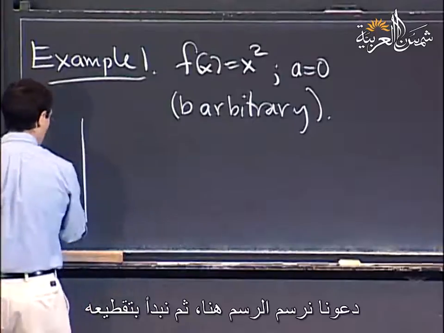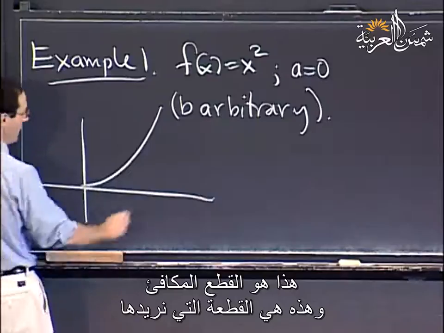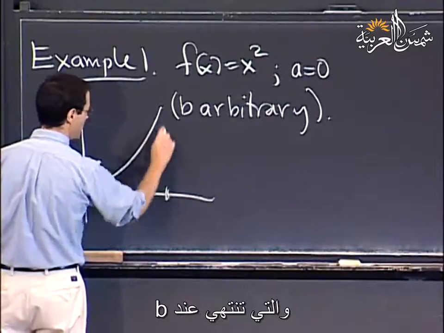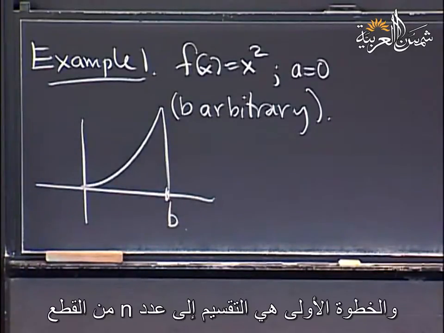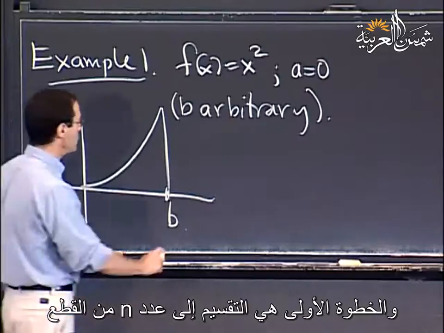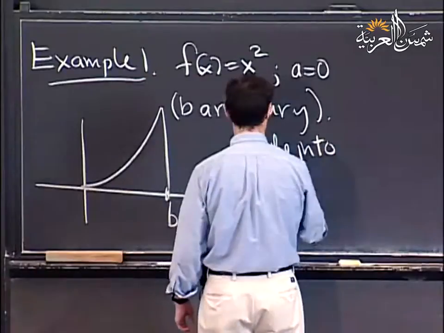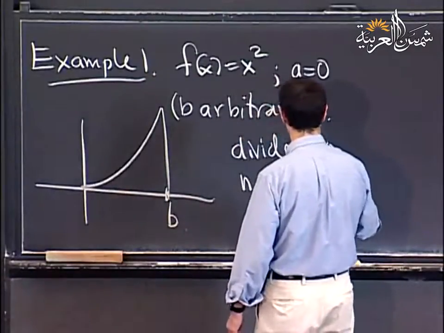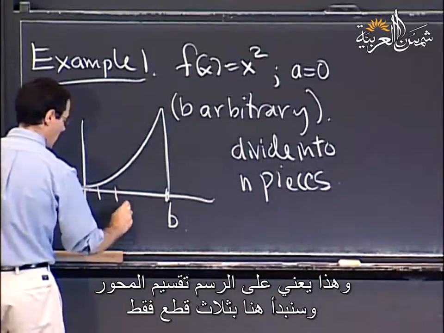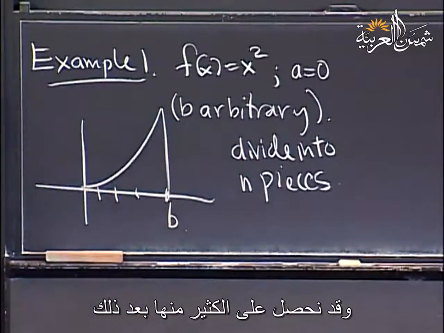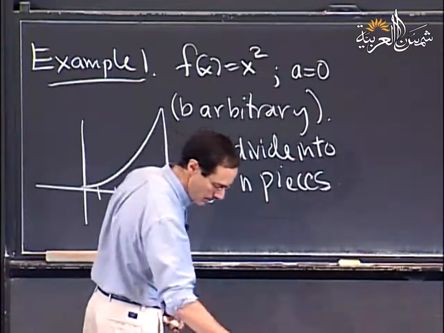All right. Let's draw the graph and start breaking things up. So here's the parabola, and there's this piece that we want, which is going to stop at this place B here. And the first step is to divide into n pieces. That means, well, graphically, I'll just mark the first 3, and maybe there are going to be many of them. And then I'll draw some rectangles here.